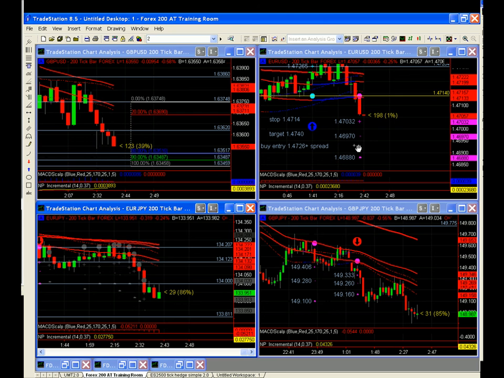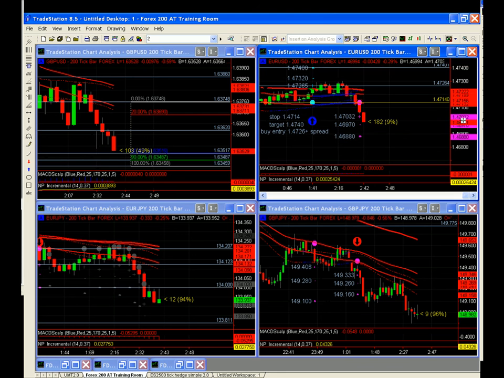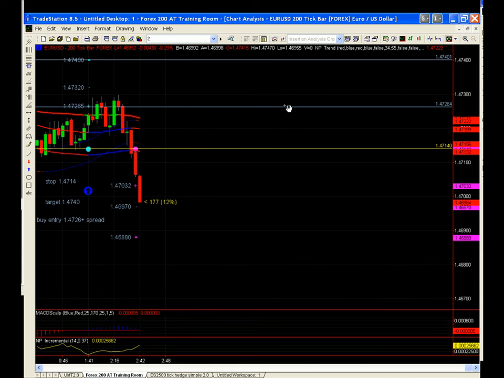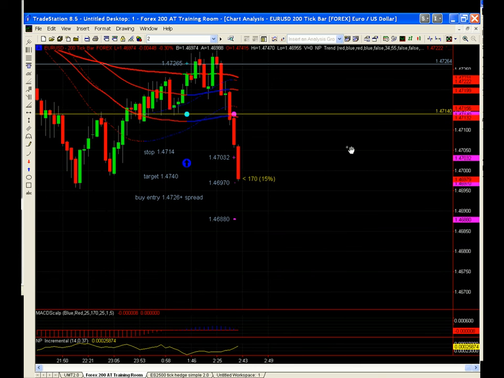Okay, there's our short setup on the euro US dollar. We're just about at 80%, so 47.03. Okay, so we need to just relax a bit here. Let's bring that up. That's just bolted out of the gate, so way too quick. Gone to 1x.